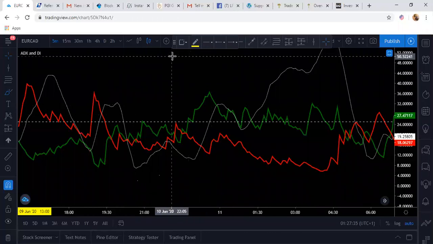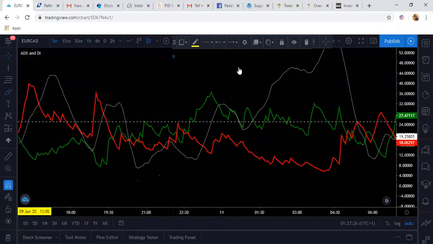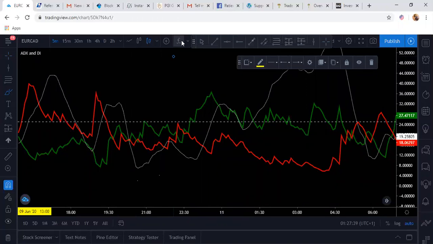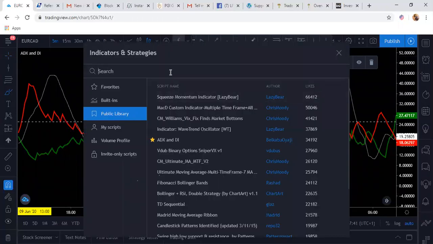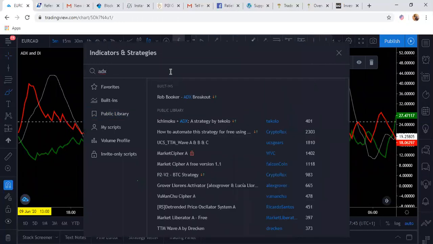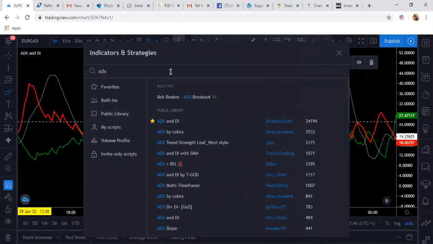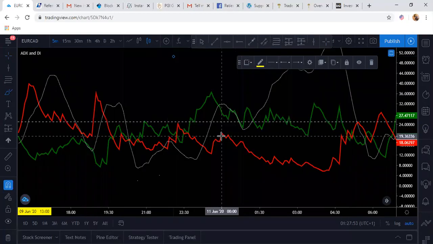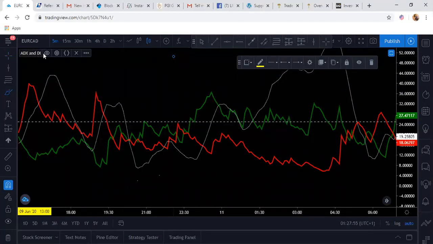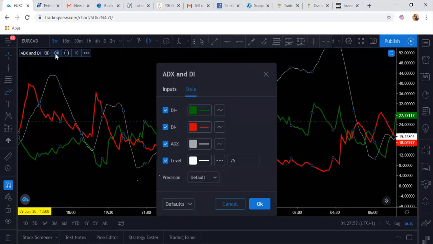Okay, I'll teach you how to get the indicator. It's very simple. If you're on TradingView, just go to indicators right up here and type ADX. It's called ADX and DI. This is it right here. When you click on it, you can change the settings and the color. I always love to leave the level at 25.